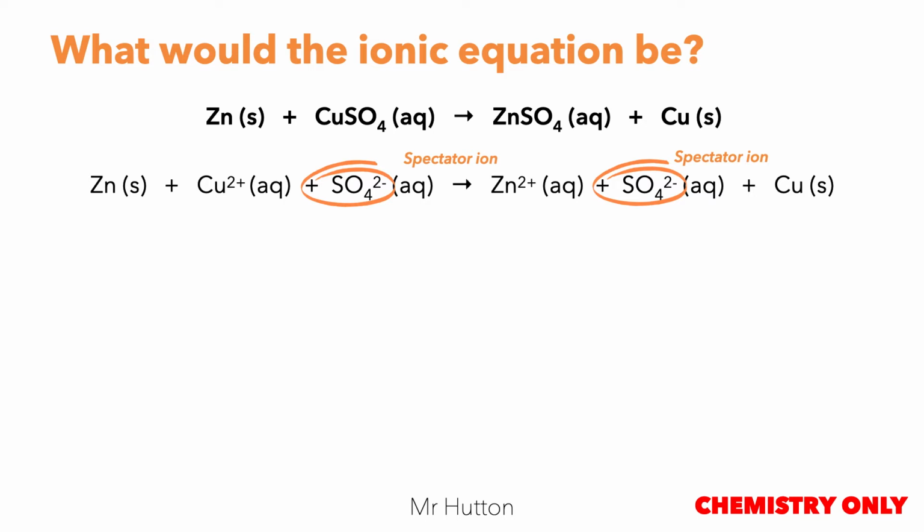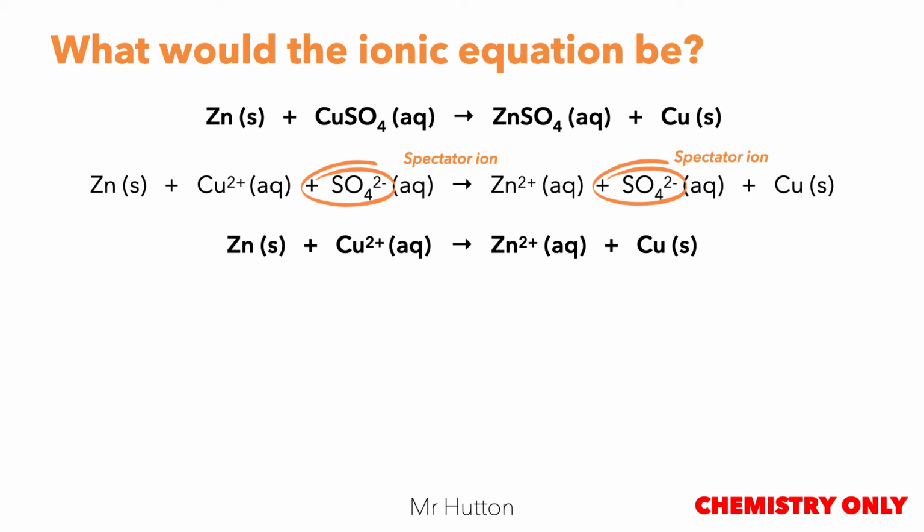And we can eliminate that from the reaction. We can take that out. So we take that out and then we drop everything else down into another written out reaction. So you can see the SO4 2 minus has been taken out on either side to give us zinc plus copper 2 plus reacts to give you zinc 2 plus plus copper. So that would be our ionic equation.